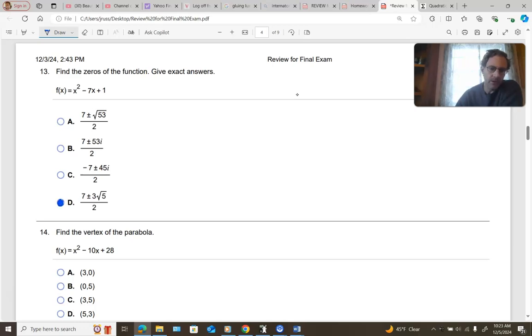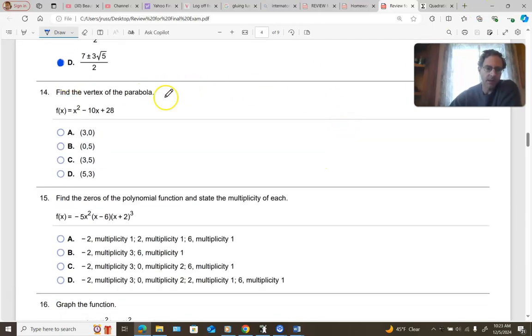Now this one, you know, you could do by hand as well, using the quadratic formula. Okay, number 14 says, find the vertex of the parabola. Well, algebraically, you would do it by the x-coordinate of the vertex would be -b over 2a.